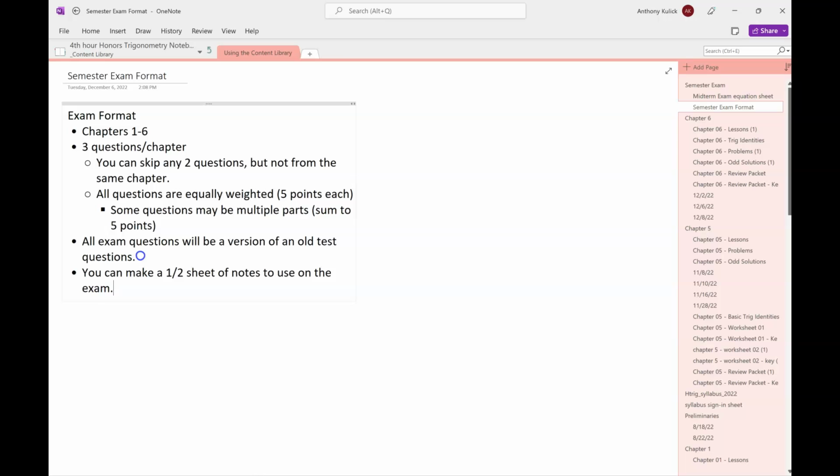You can make a half sheet of notes to use on the exam. Oh my god, this is so nice. Like literally half. You can use anything that is the same size or smaller as a half sheet of computer paper. I'll have a half sheet that I'll cut, and I'll measure your sheet with it and let you know if it's too big or too small. If it's too small, I don't care. One side of a half sheet.